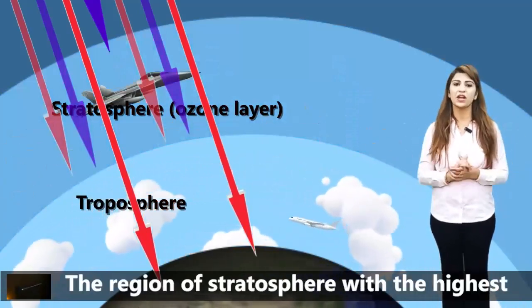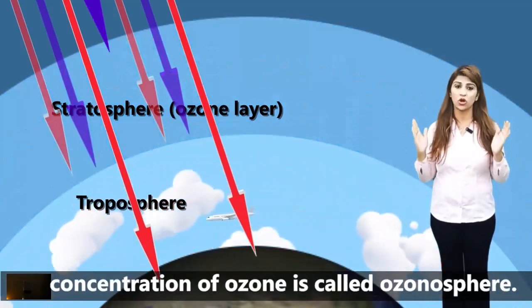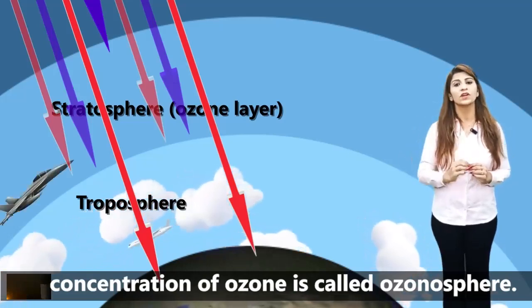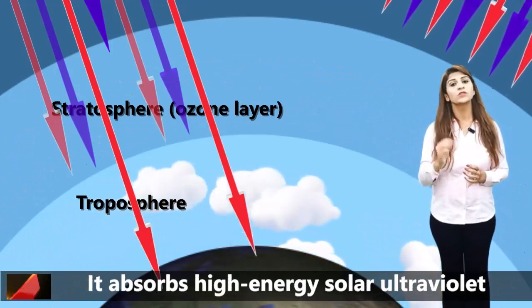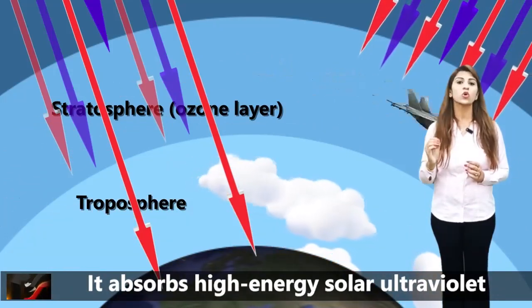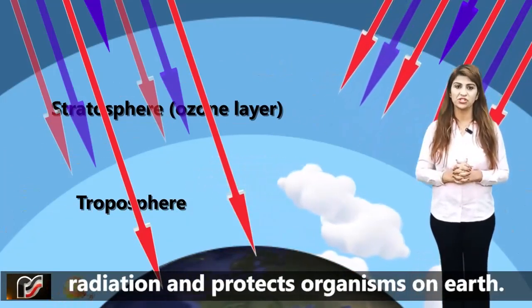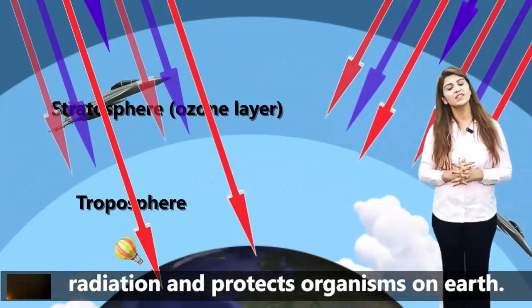The region of stratosphere with the highest concentration of ozone is called ozonosphere. It absorbs high energy solar ultraviolet radiation and protects organisms on Earth.